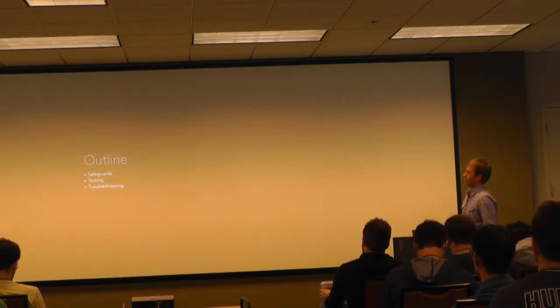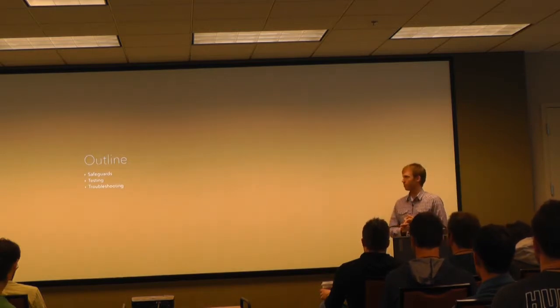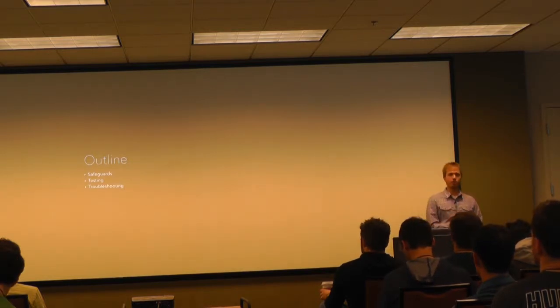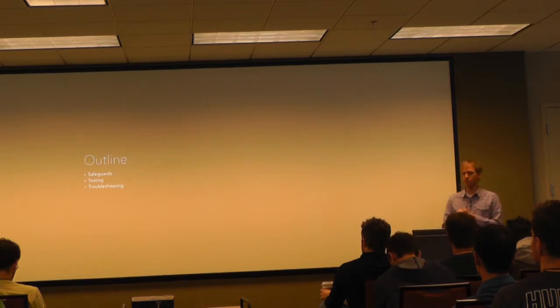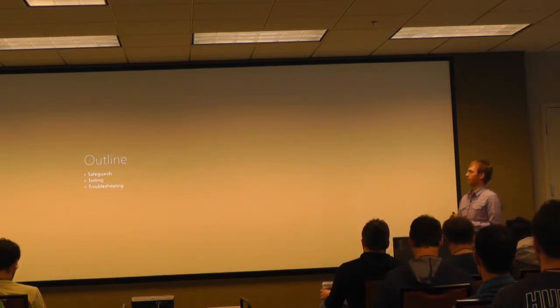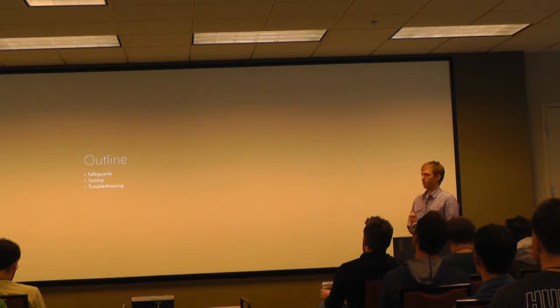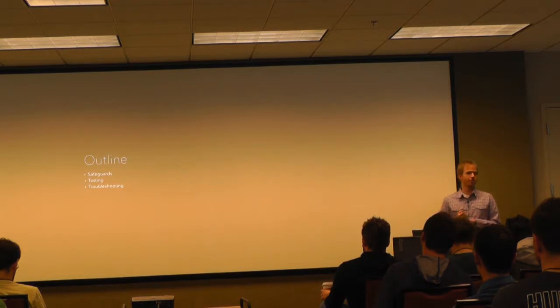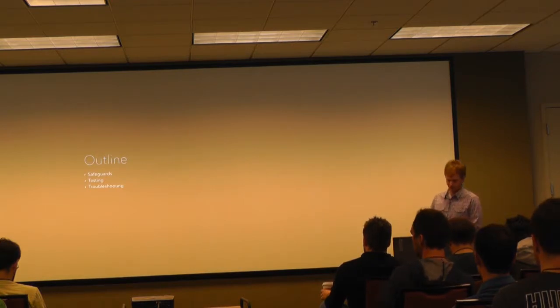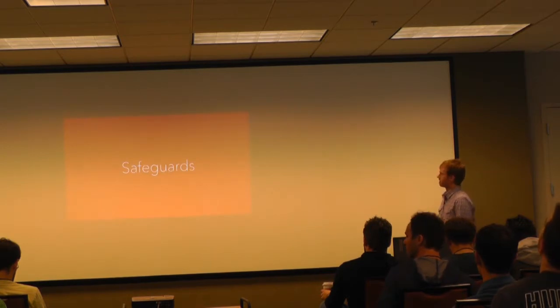So the outline of what we're going to talk about today: we're going to talk about a couple of quick safeguards that you can do to protect yourself from getting in trouble. Then we're going to talk about some of the tools and resources that I use for testing. And then we're going to talk through the troubleshooting process that I go through to try to figure out what is going wrong and how we can fix it. So first one is safeguards.